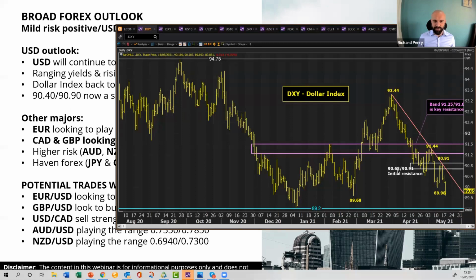Yes, I've put 90.68 here, but 90.40 was this reaction low that we saw actually. Crosshair is the reaction low that we saw there. So anything into this zone here, I think, is a sell zone for dollar index.